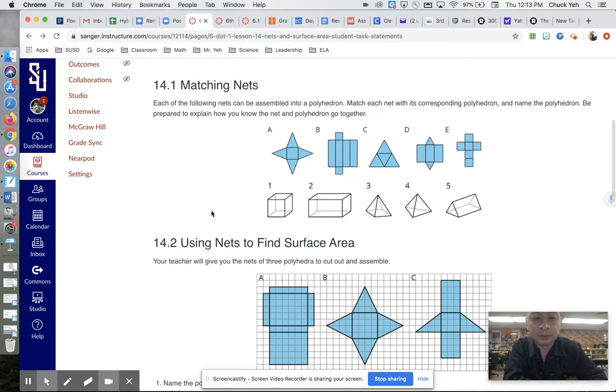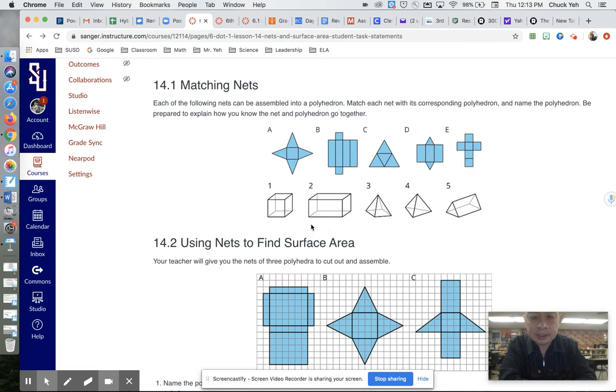We really did 14.1, matching nets. Each of the following nets can be assembled into a polyhedron. Match each net with its corresponding polyhedron and name it. Be prepared to explain how you know the net and polyhedron go together. All right, so you're matching A with number 3, or B with number 1, C with number 2, D with number 5, whatever. And then you're supposed to name the polyhedron too. Remember, there's either a prism or a pyramid, and you can tell what kind it is by looking at the base.